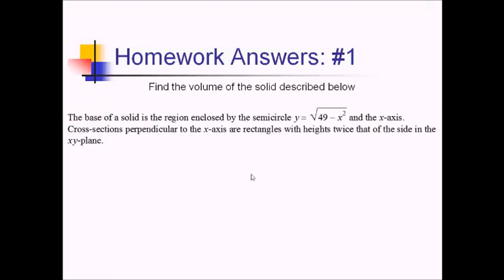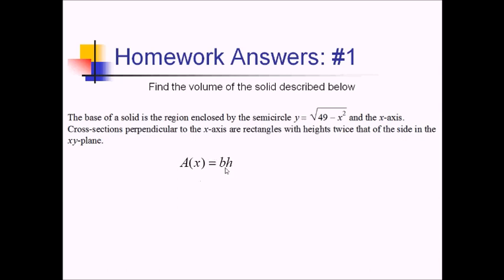For this problem, we have a base of a solid enclosed by a semicircle and the x-axis, and cross-sections perpendicular to the x-axis are rectangles, with heights twice that of the side in the xy plane. So we'll start by figuring out the area of the cross-sections in terms of x. Our area in general, A of x, is going to be base times height. But we need to have only one variable.